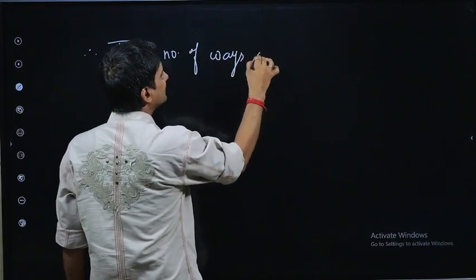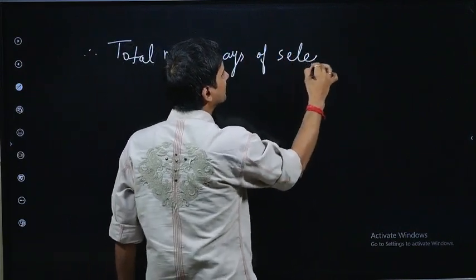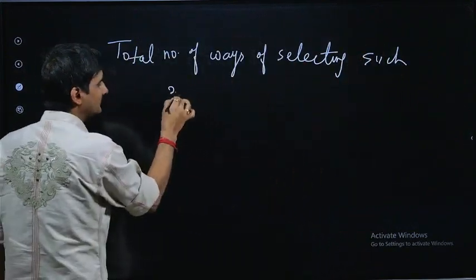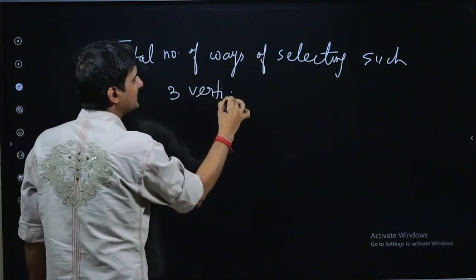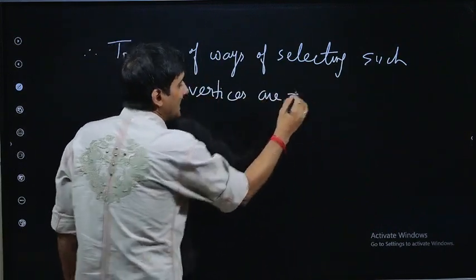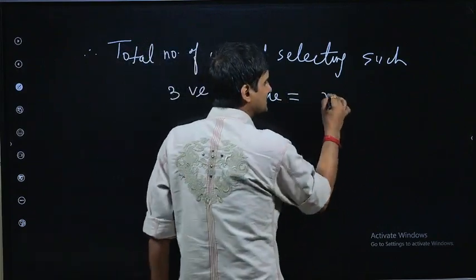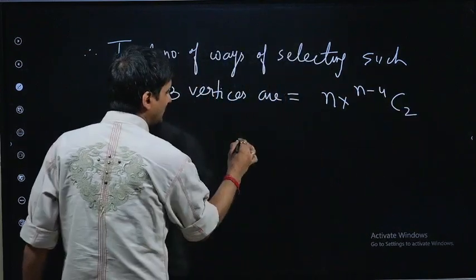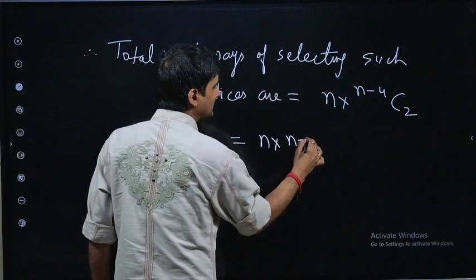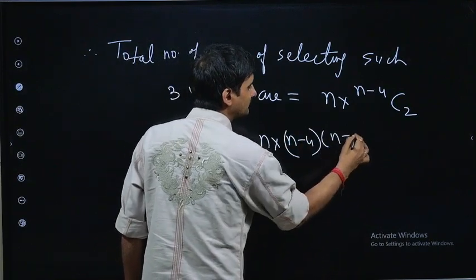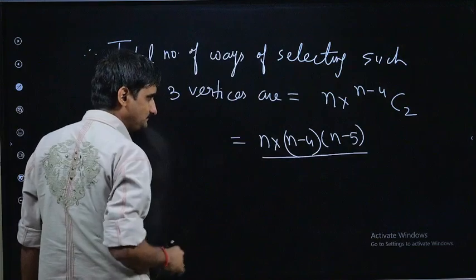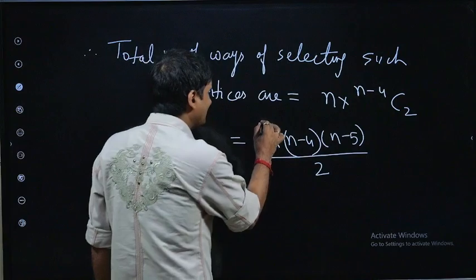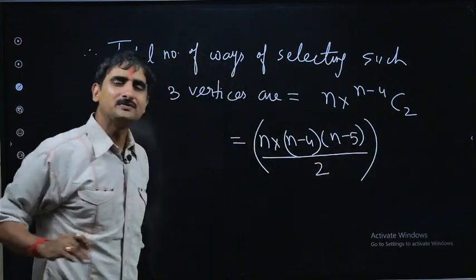So the total number of ways of selecting such three vertices: for every n ways you have n minus 4 C 2 ways. So how many are they? n into n minus 4 into n minus 5 by 2 factorial. Now, does this give us all possible triangles?